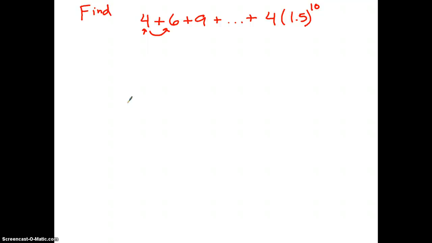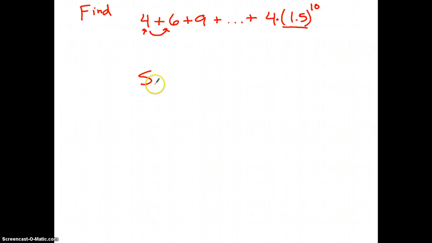But this is a geometric series because we are multiplying by 1.5 every time. 4 times 1.5 is 6, 6 times 1.5 is 9, so on and so forth. And we're going to do up until the 10th, 4 times 1.5 to the 10th power. Okay, so let's write this out.